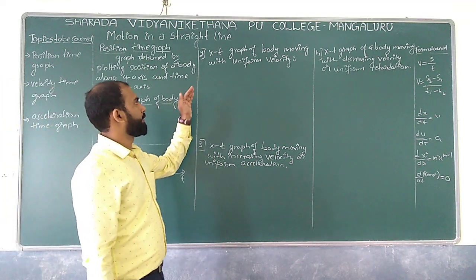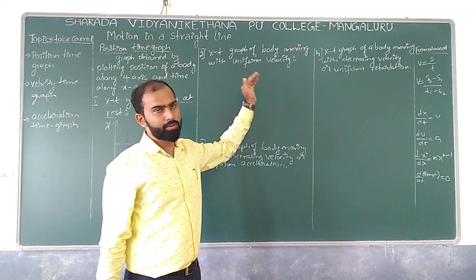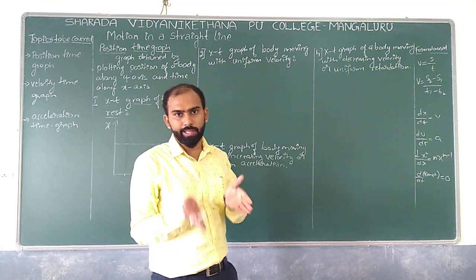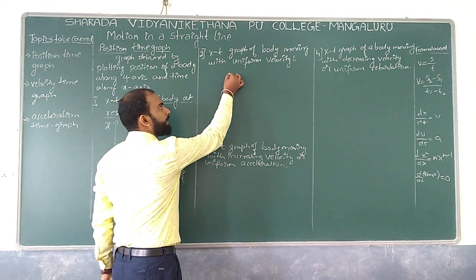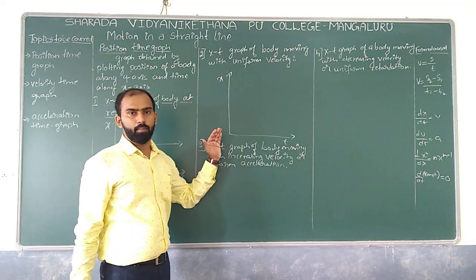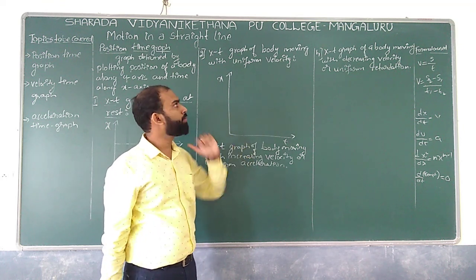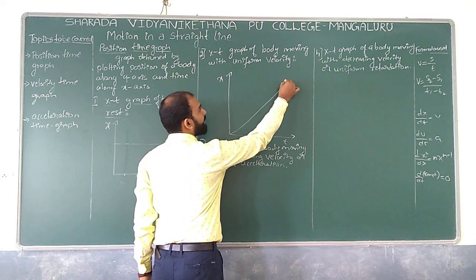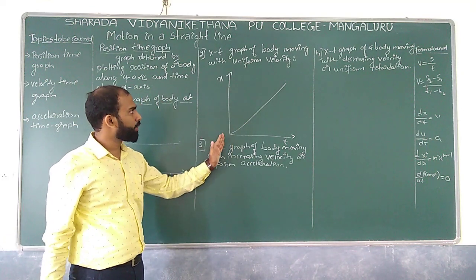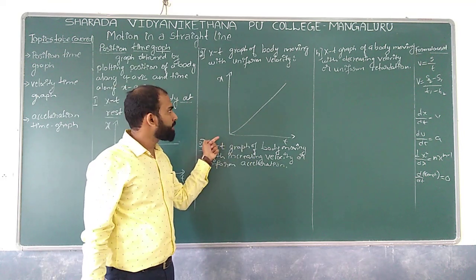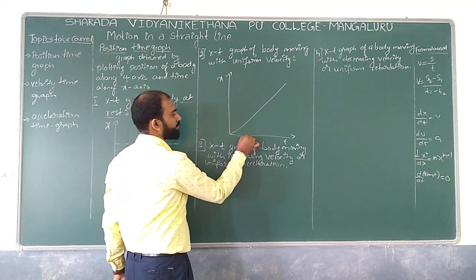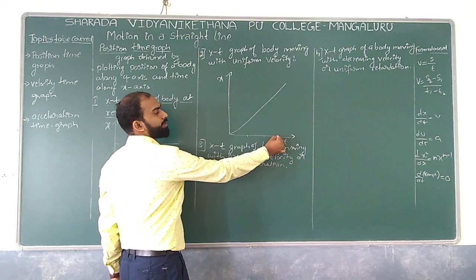Next we plot the graph for a body moving with uniform velocity. What do we mean by uniform velocity? It means the position covered is equal with respect to time. This is the y-axis which represents the position, and this is the time, which means the body covers equal positions in equal intervals of time, correct? If it is uniform velocity, I can expect the graph somewhat like this. In the y-axis we have position, in the x-axis we have time. For each particular time it is moving uniformly. For example, 1 second, 1 meter; 2 seconds, 2 meters; 3 seconds, 3 meters, like that.